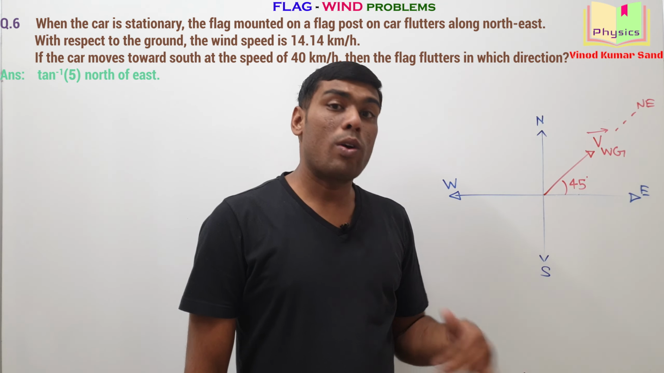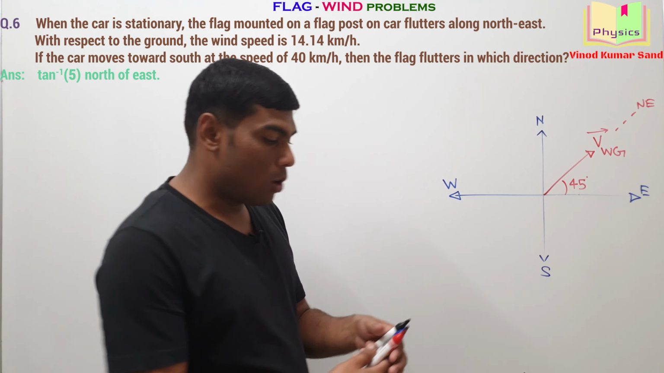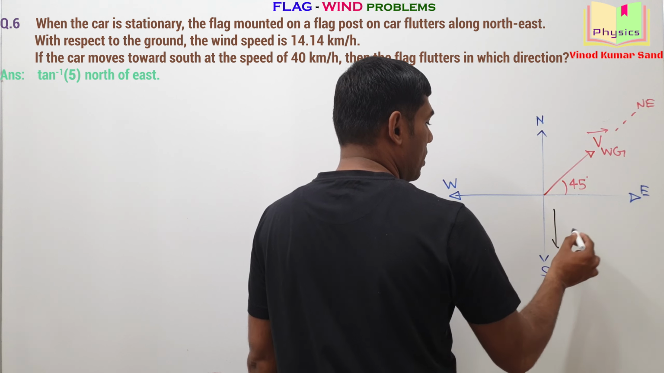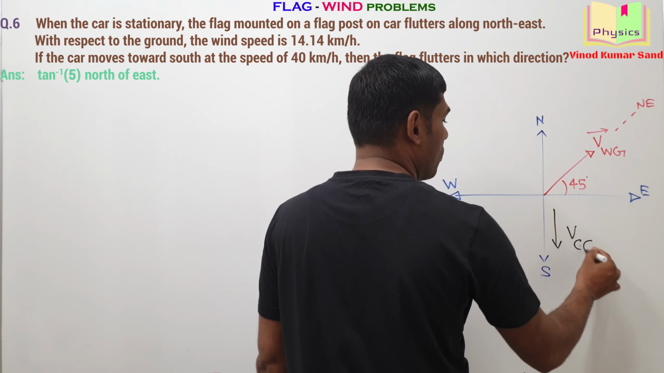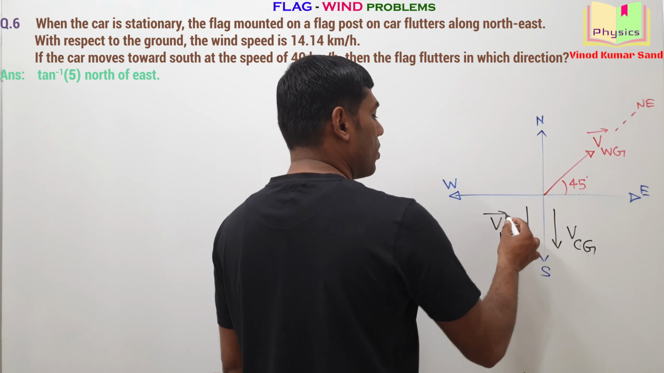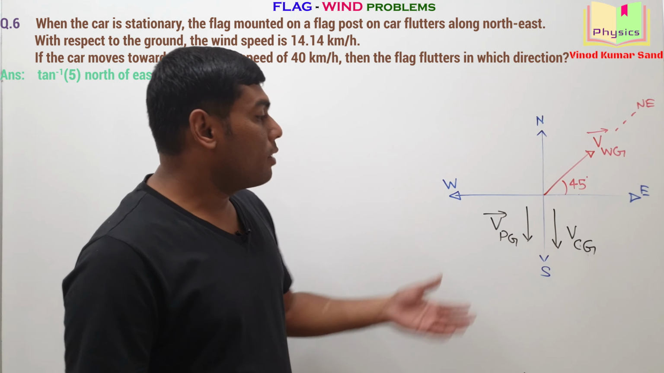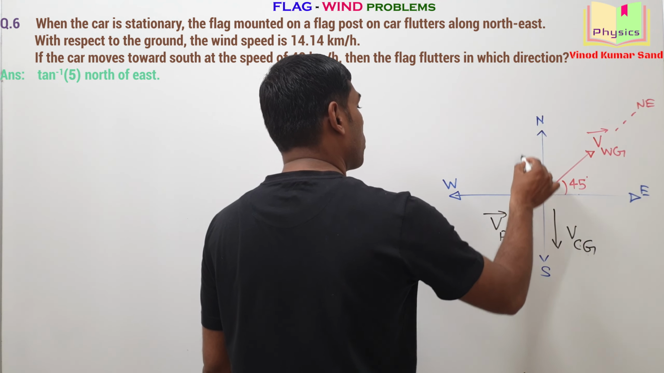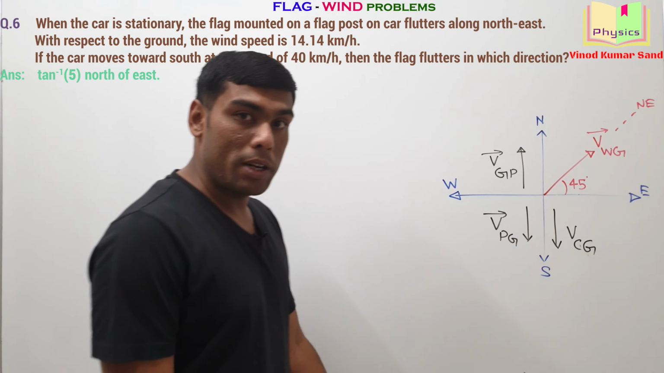Okay, now comes the second case. The car is moving along south. So this should be the velocity of the car with respect to the ground. Or this should be the velocity of the pole with respect to ground, because the pole has been mounted on the car. And the velocity of the ground with respect to the pole or car will be like this. We have done that so many times.